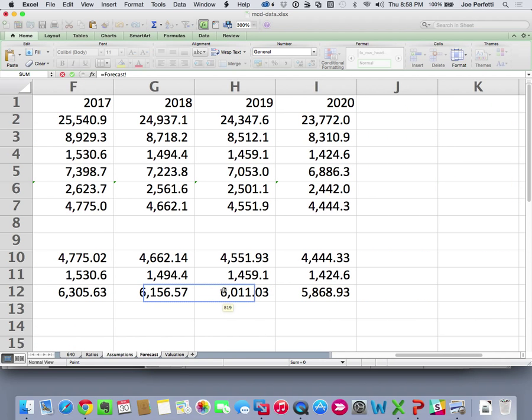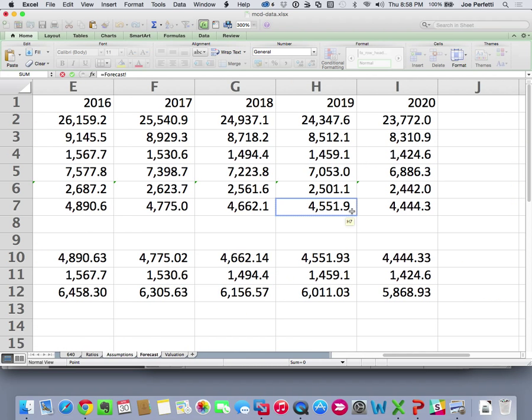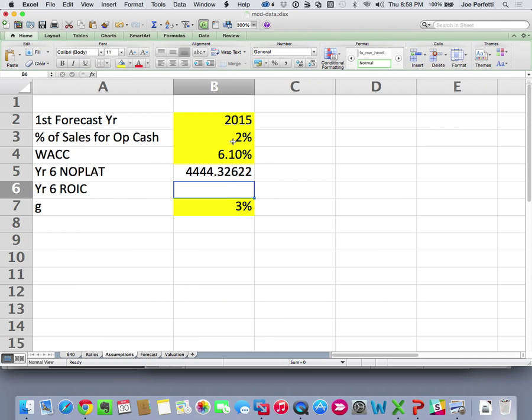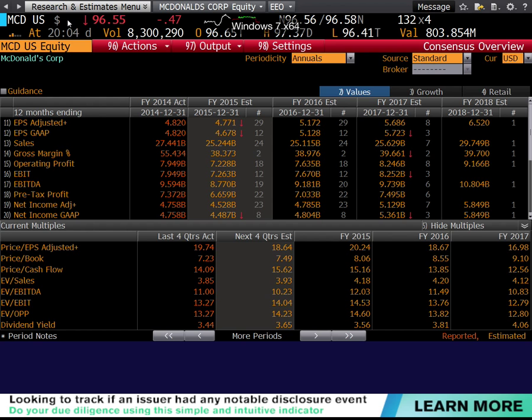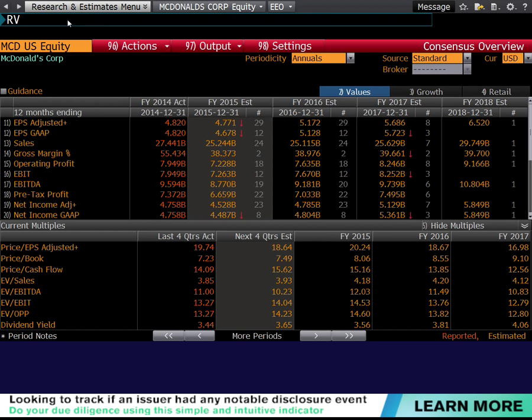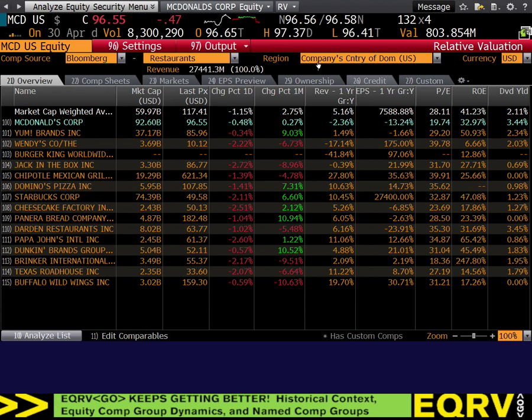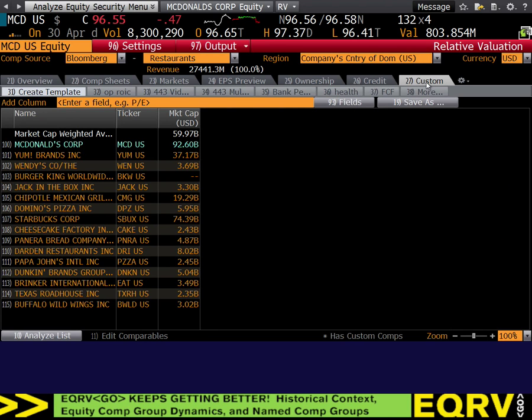That is 2020 NOPLAT, which is I-7. So I already have that. And then I just need a continuing ROIC for McDonald's. What level of ROIC do I actually think that they're going to get? Well, here's the thing. If I look at McDonald's ROICs right now, I'm just going to use what they're doing now.